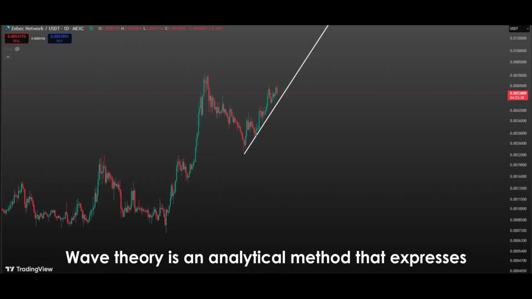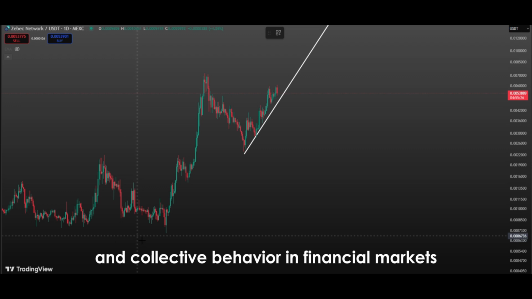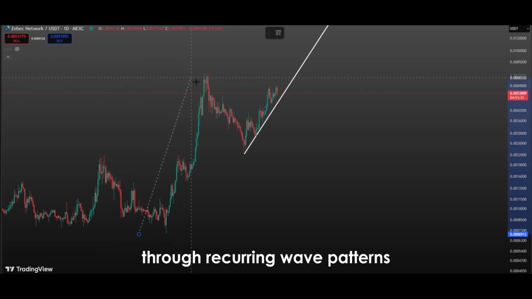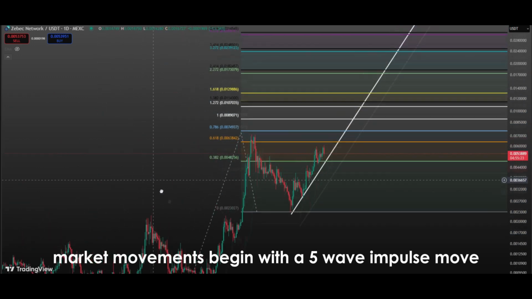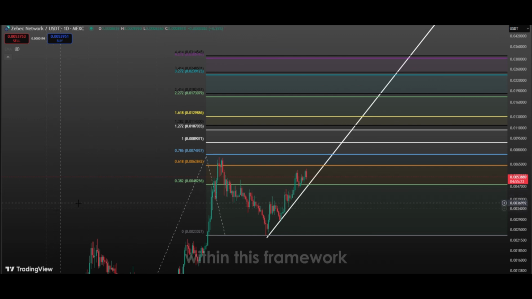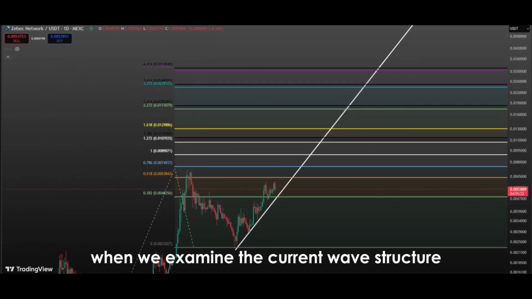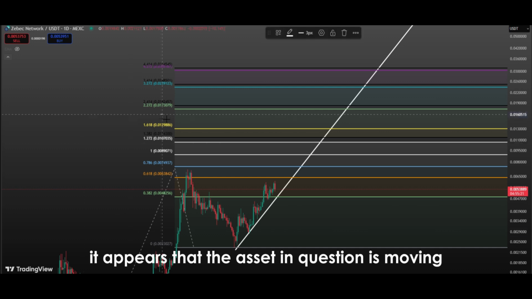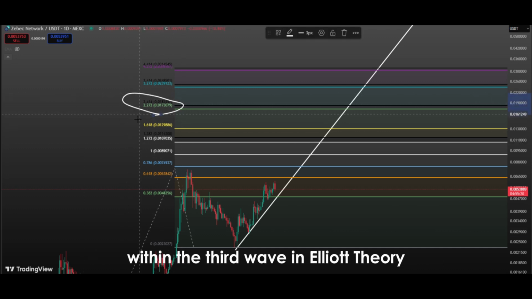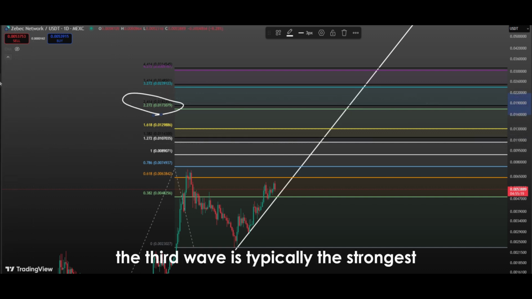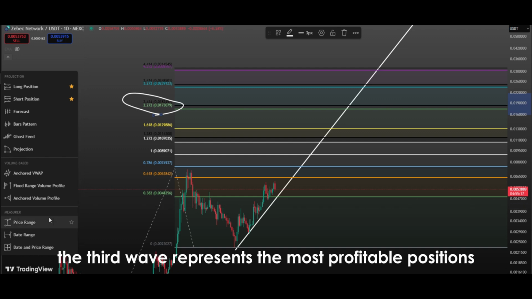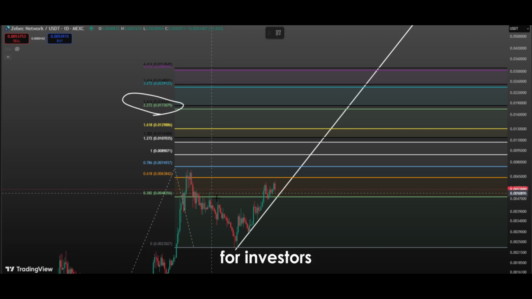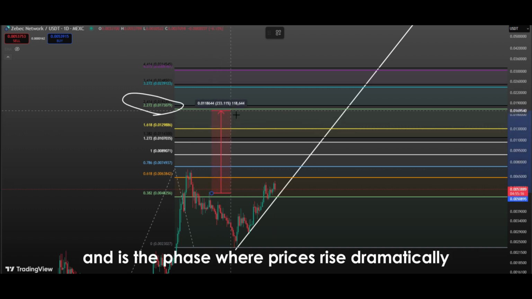The Elliott wave theory is an analytical method that expresses investor psychology and collective behavior in financial markets through recurring wave patterns. According to this theory, market movements begin with a 5-wave impulse move followed by a 3-wave correction. Within this framework, when we examine the current wave structure, it appears that the asset in question is moving within the 3rd wave. In Elliott theory, the 3rd wave is typically the strongest, longest, and most voluminous upward movement. Therefore, the 3rd wave represents the most profitable positions for investors and is the phase where prices rise dramatically.